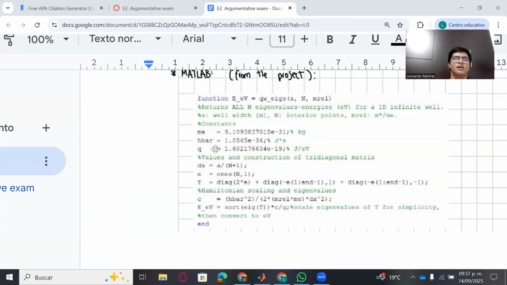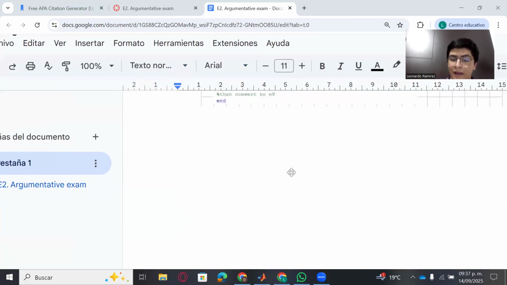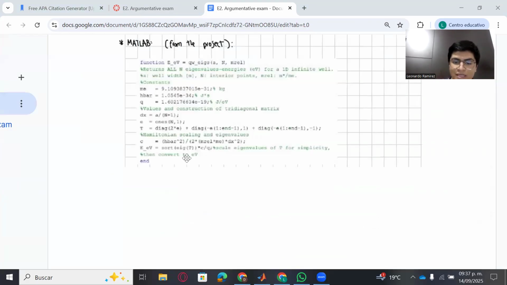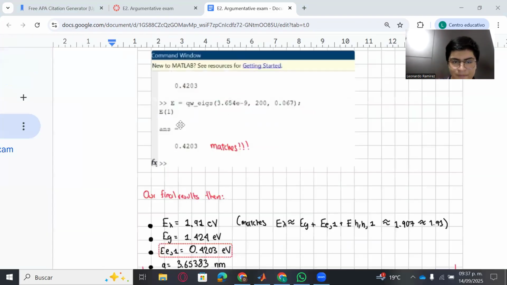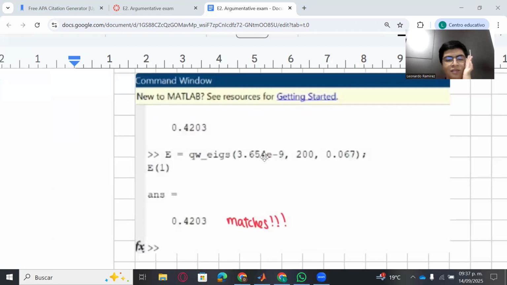And this Q is also important because we have to convert the final value into eV. After going through the construction of the tridiagonal matrix and using the value for delta X, the mass, and the Planck constant, we tell our command window what values we are using. This is the A in meters. This is the number of N.